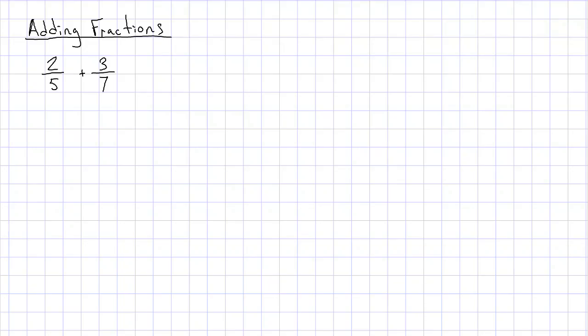Welcome. So here we're going to talk about adding fractions. The problem I'm starting with here is 2 over 5 plus 3 over 7, 2/5 plus 3/7.